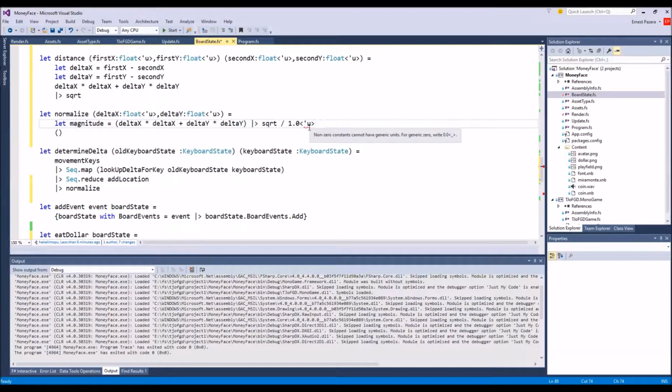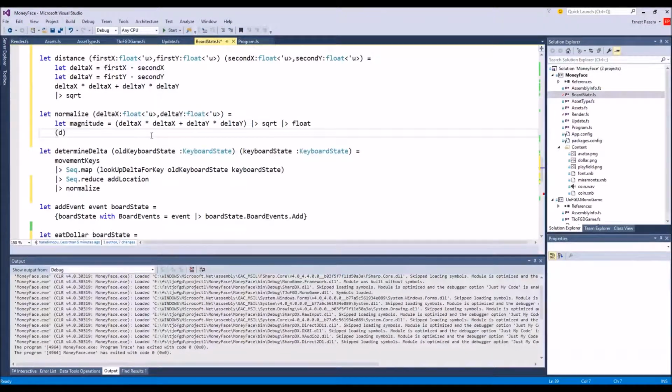What don't you like? Non-constant, non-zero constant cannot have generic units. Huh. Can I bring this to a float? Can I do it to regular float? It's a float. I can do it. Oh, alright.